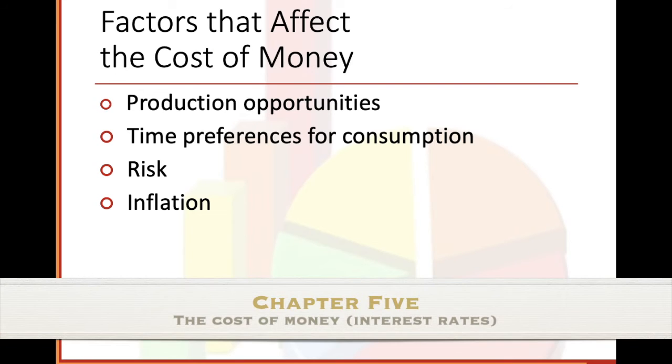So factors that affect the cost of money: production opportunities, time preferences for consumption, risk, and inflation. So these are 4 things that we need to take into account when we look at money.